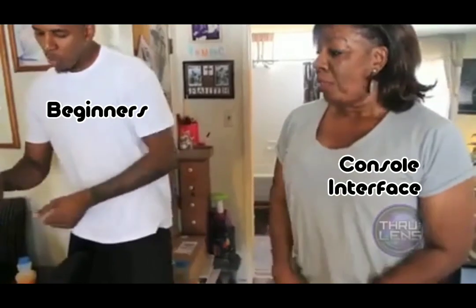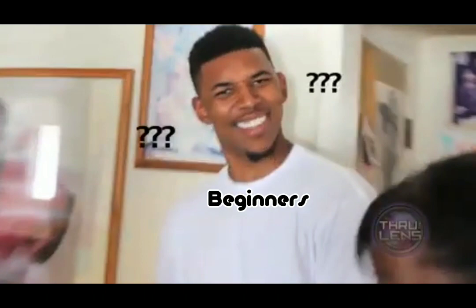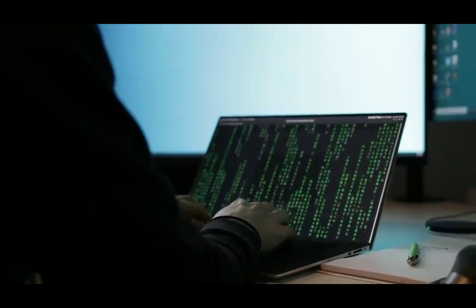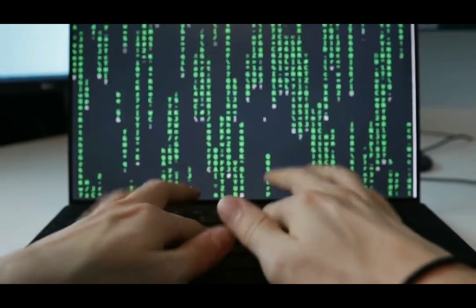Cons. Console interfaces have a steeper learning curve than GUIs and can be intimidating for beginners. Console interfaces are not very user-friendly, and mistakes can lead to irreversible damage to the system. Console interfaces lack graphical elements, making it difficult to visualize complex data.